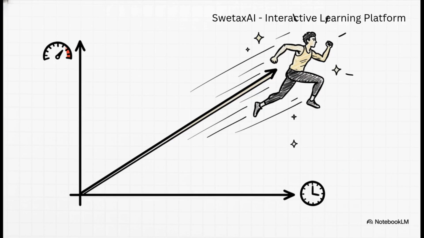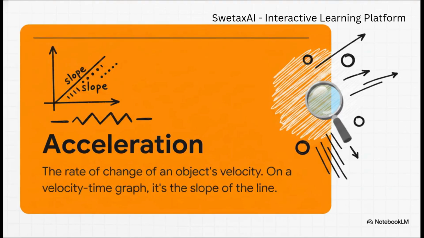And why does that happen? Because the velocity is increasing by the same amount each second. It's the exact same logic we used before, we're just applying it to a different graph. So let's lock this in. Acceleration is just the rate of change of velocity. And on our new velocity time graph, the slope of the line is the acceleration. See the pattern? It just repeats. The story of motion is always in the slope.